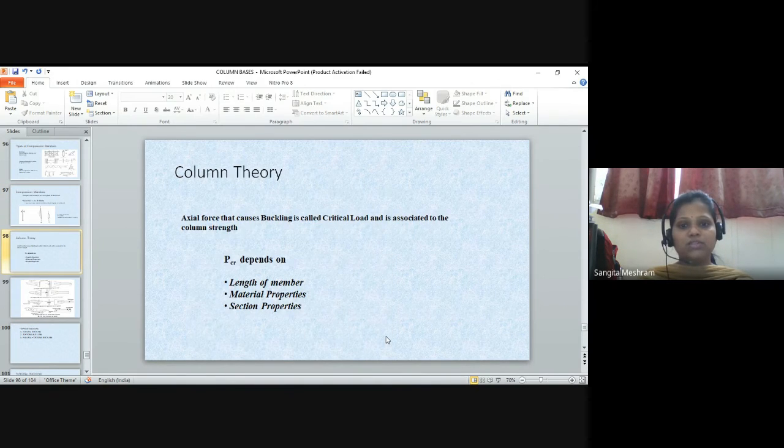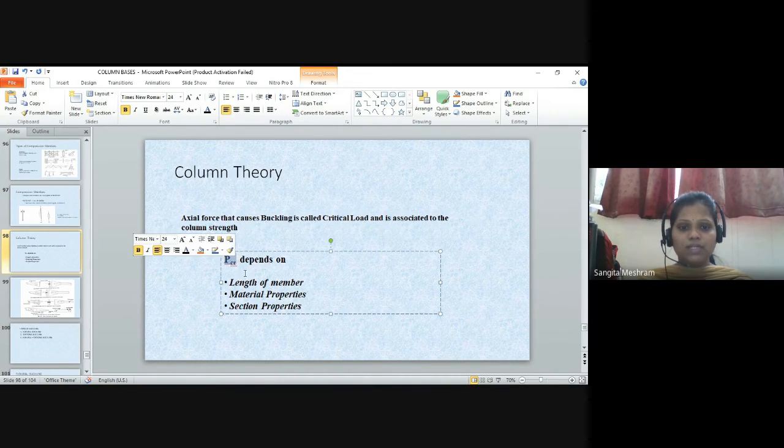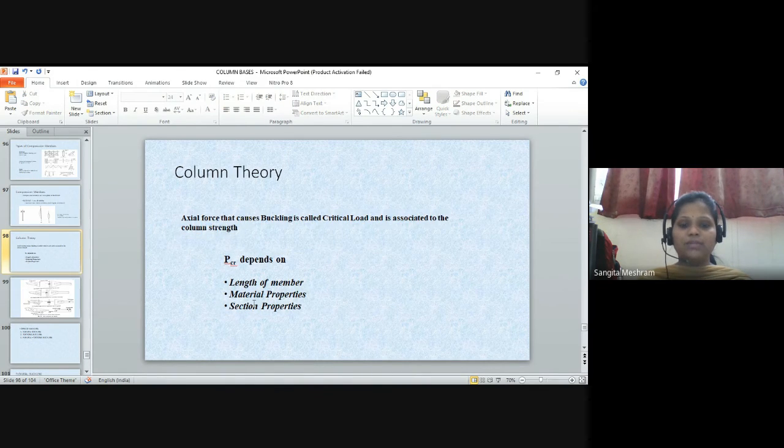Then it depends on this critical load value, that is, the P delta effect we have to consider while designing the compression member. So the actual force that causes buckling is called the critical load, and it is associated with the column strength. This actual force which causes the buckling is nothing but the critical load, and it is related with the column strength. This is denoted by PCR. It depends on the length of the member, material properties, and section properties.